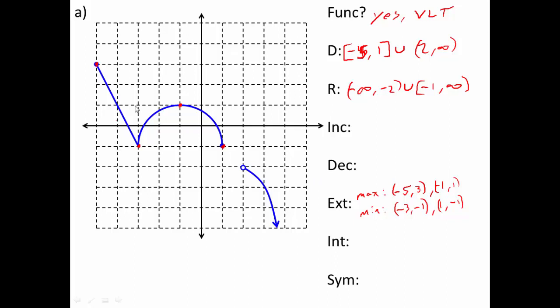So we have essentially our intervals. Our first interval, this line right here, from -5 to -3, it's clearly going down, so we have a decreasing interval from -5 to -3. Then from -3 to -1, we are increasing. And then from -1 to 1, we are decreasing again.